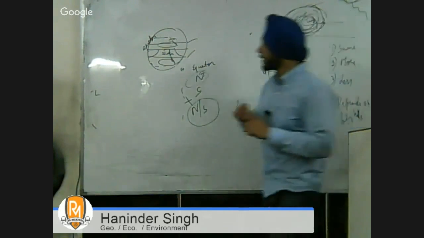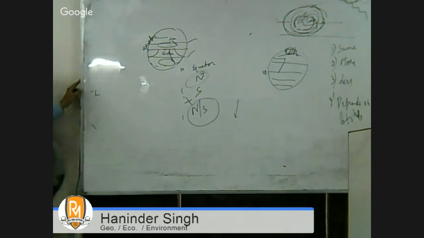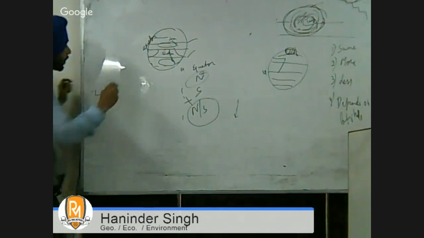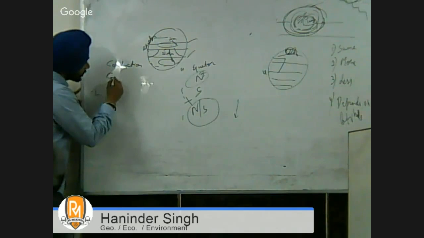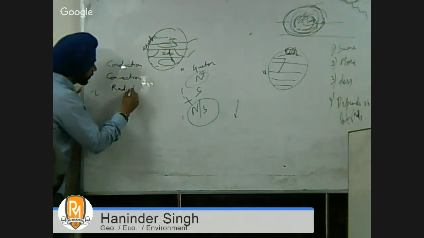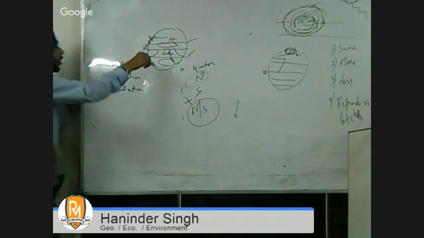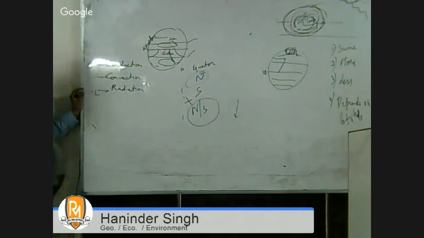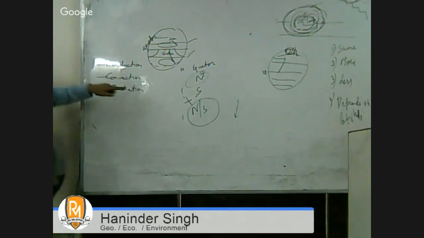अच्छा, हुन एक और देखना. There are 3 ways of transfer of heat. Okay, what are these? Conduction, convection, radiation. We know that in water bodies, temperature also travels, so to speak. Okay, so temperature also changes. Heat transfer takes place.